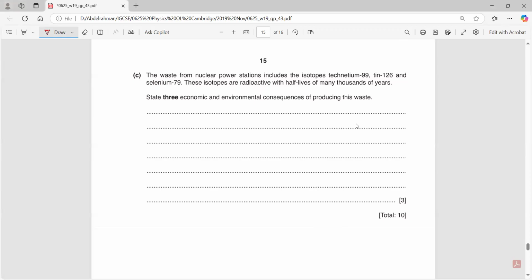Some of the consequences might be, okay, if I want to store them, would it be that cheap? No, it wouldn't be cheap because you need to find very huge lead or concrete containers and then store them inside these containers and then store them far away. So that would be quite expensive. Okay, very expensive to store if you want to store them.